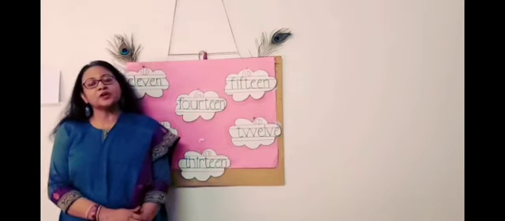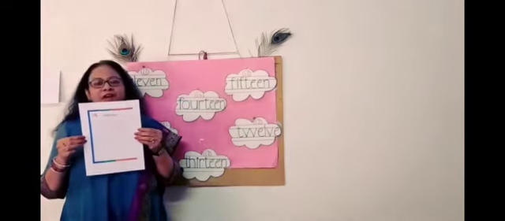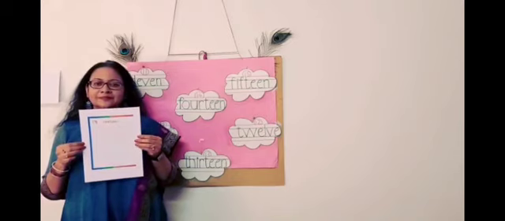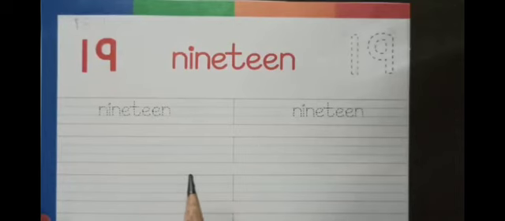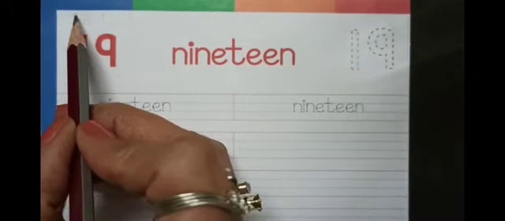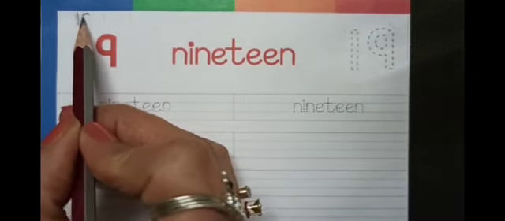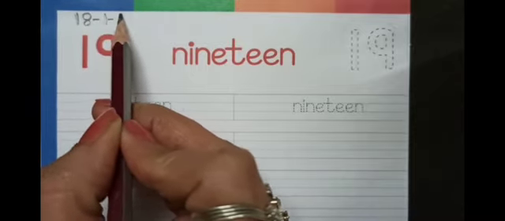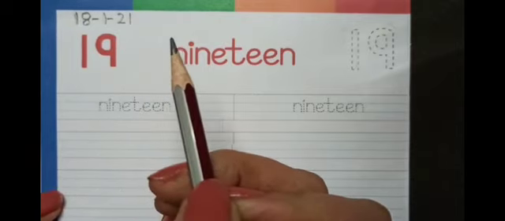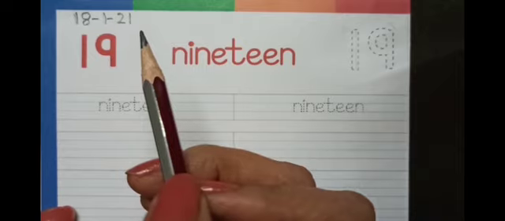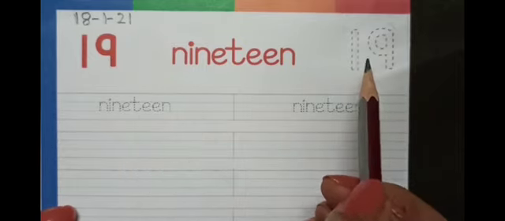So children, please open your classwork book to page number 75. Children, we shall write today's date. We will now write 19 between the dotted lines.